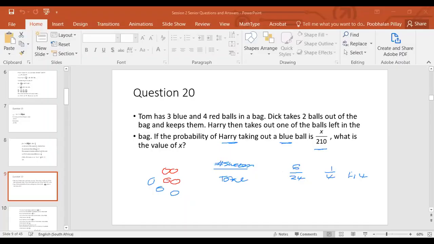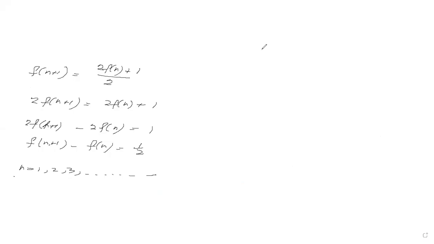I'm going to go to my whiteboard. Just remember, he's got 3 blue and 4 red. He takes 2 out first. He keeps them. And then Harry takes 1 of those balls. And we want to know what is the probability that Harry will take out a blue ball. Okay, so let's just go to our whiteboard and clean it.